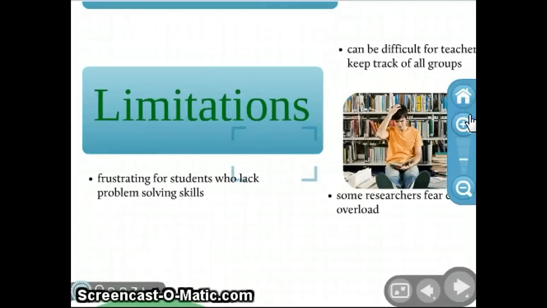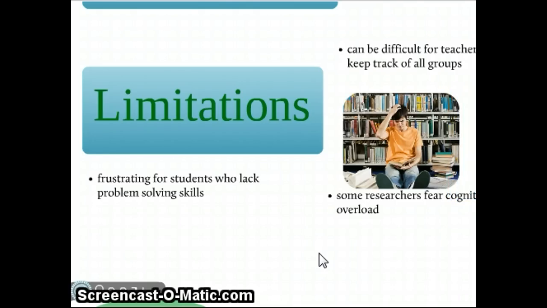However, it also has some limitations. For one thing, it can be frustrating for students who lack problem-solving skills. As we've said before, that's why it's vitally important to make sure that students have problem-solving skills already.